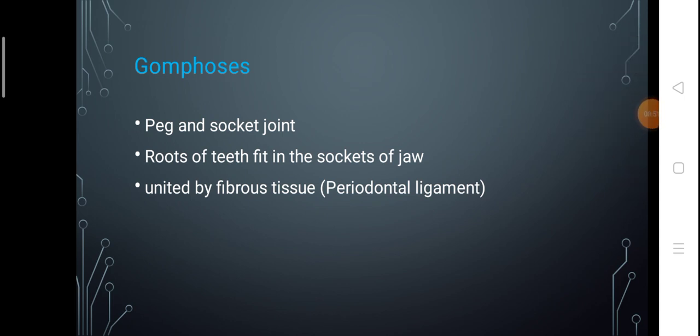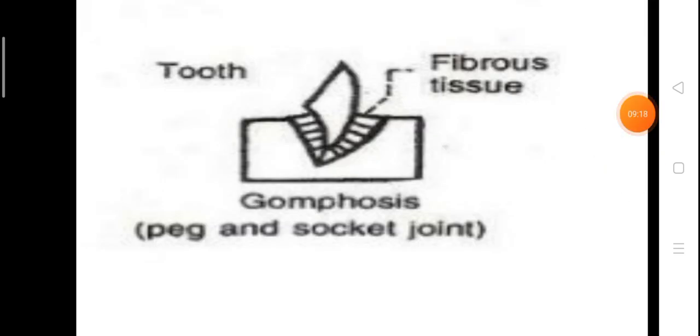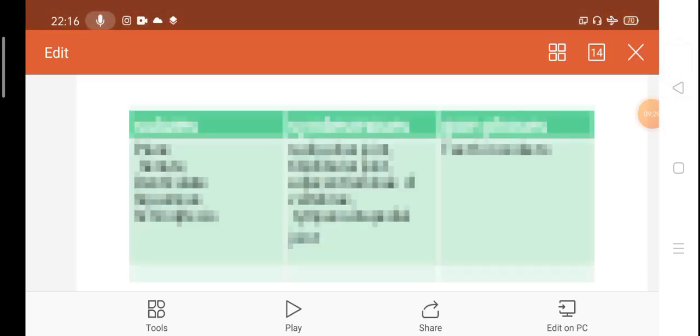The root of the tooth is attached to the socket within the alveolus by what? The periodontal ligament. Now what is periodontitis? Teeth become loose and fall off easily after inflammation and degeneration of the periodontal ligament. Here the tooth is separated from the socket by the periodontal ligament. So under fibrous joints you have sutures, syndesmosis and gomphosis.